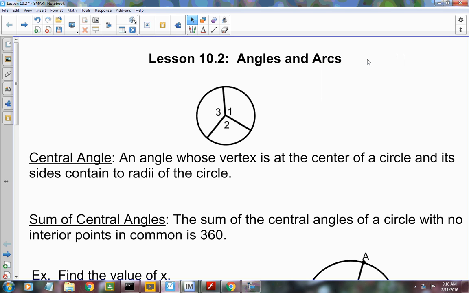Okay, so yesterday we talked about different parts of the circle, how to name it and whatnot. Today we're going to talk about some different angles and arcs that are formed within the circle. And the first thing we want to talk about is the central angle.